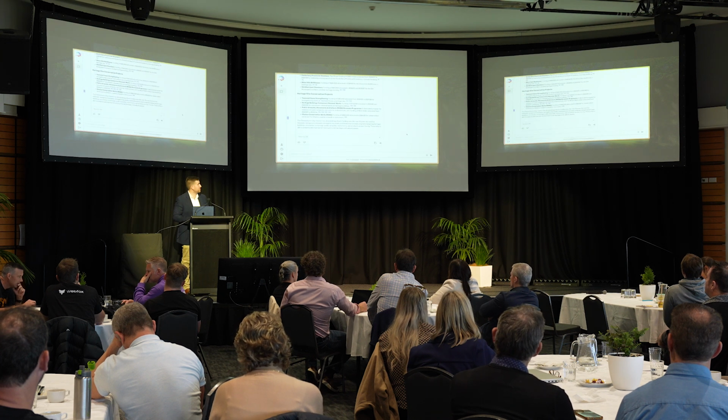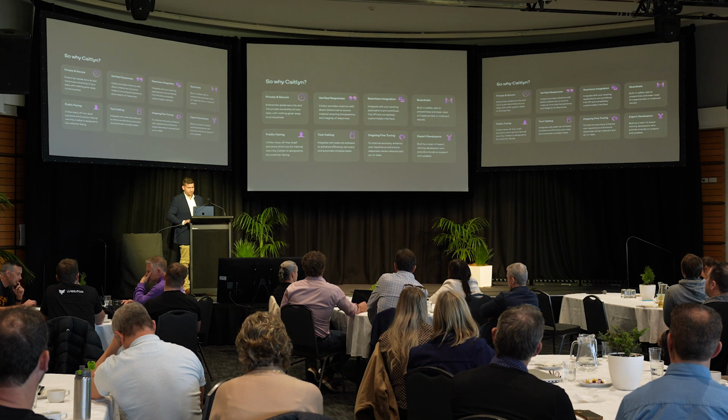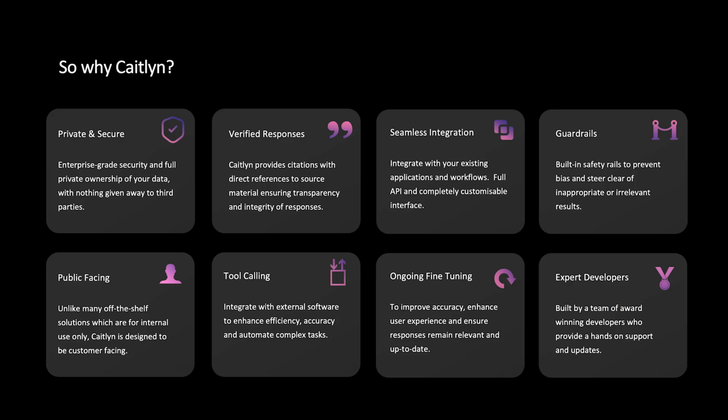Cool, so that is the council demo. So to sum it up, why would you go with something like Caitlyn as opposed to Amazon Q or Microsoft 365 or all the other tools and products out there? For us, we wanted to create something that was private and secure, which Q and 365 can be, but also something that you could open up to the public and tightly integrate into your own systems and workflows.